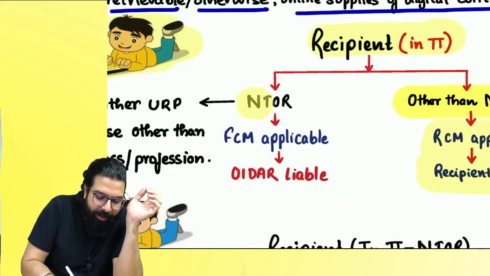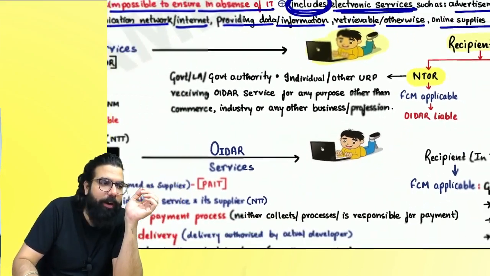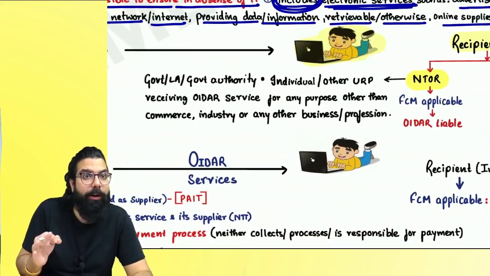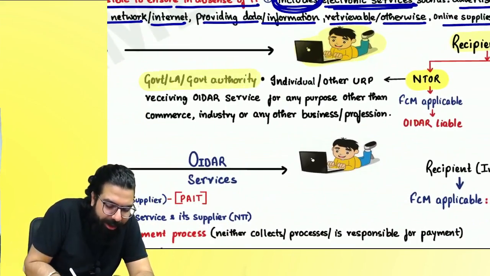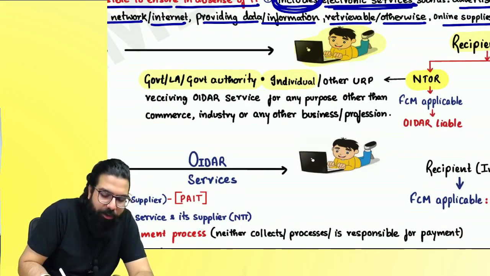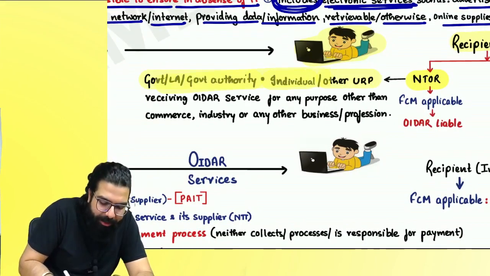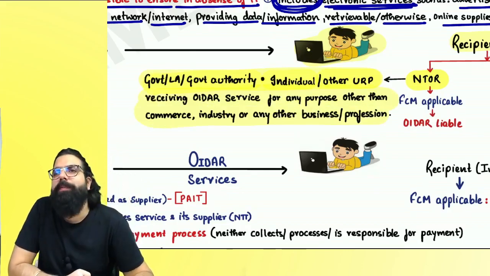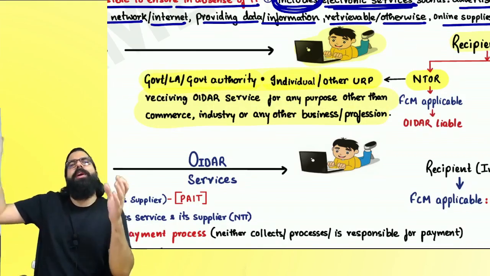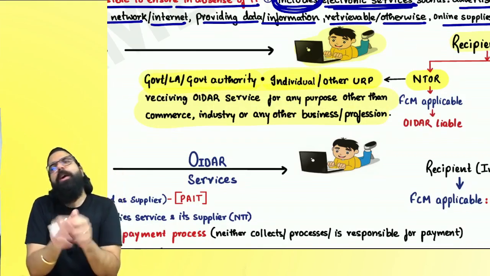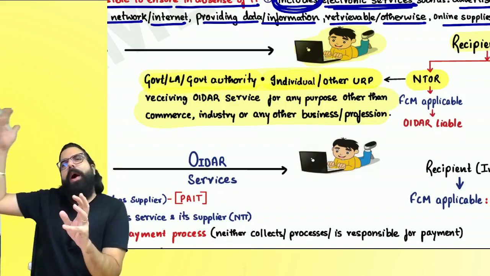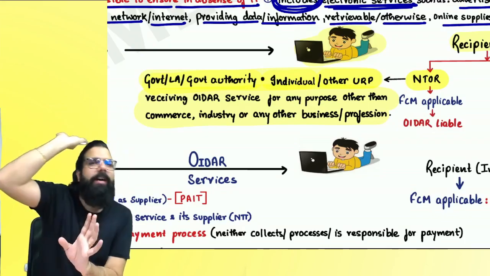But sir, tell me one thing. If I am an NTOR, non-taxable online recipient, who is an NTOR, everyone? I've already told you, right? In chapter number 2. Government, local authority, governmental authority. If you are an individual, you are an unregistered person, and you are receiving OIDR services for any purpose other than business, then you will be known as NTOR. Means supposing you have taken some services from outside India, not for your business purpose, for your personal purpose, then in that scenario, OIDR will collect the GST and give it to the government.